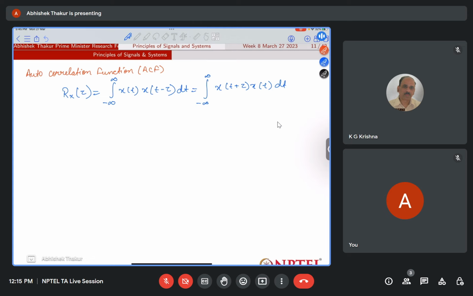Here, if x(t) is a power signal, its autocorrelation is given as R_x(tau), with T tending to infinity. We take one period for the power signal, that is minus T by 2 to plus T by 2, of x(t) into x(t minus tau) dt. This we do if x(t) is a power signal.